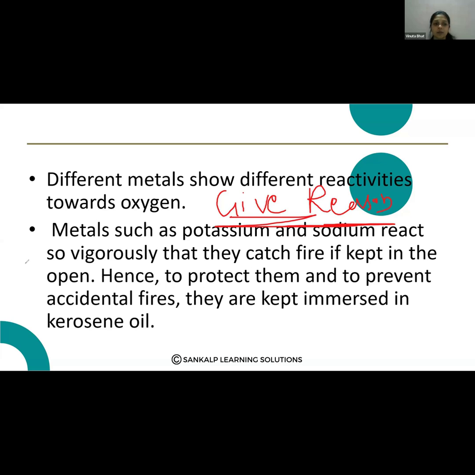So why are potassium and sodium kept in kerosene? Because they may catch fire vigorously. They react with atmospheric oxygen and catch fire. So that is the reason behind this. Okay.